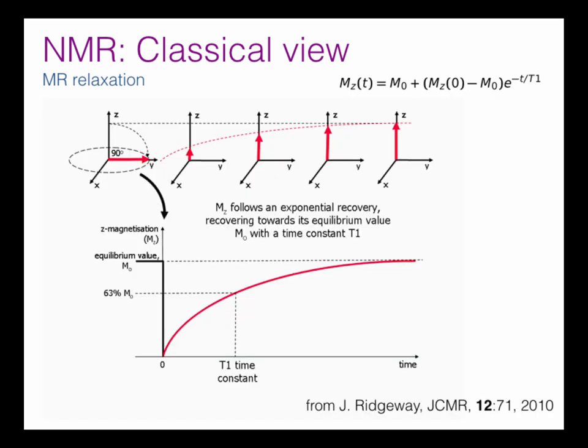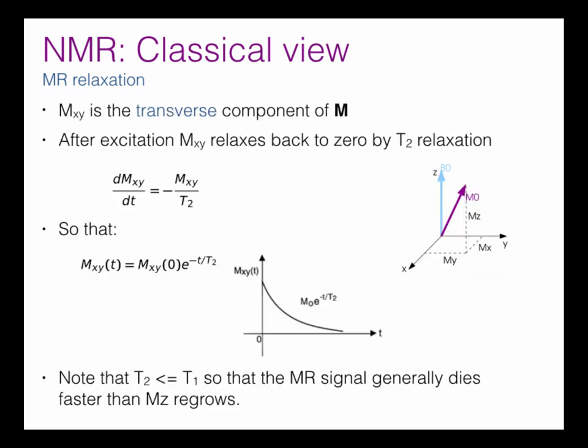Okay, here it is looking at it again. You can see that the T1 time constant is the time taken to recover to 63% of M0, and it asymptotically recovers towards M0. On the other hand, Mxy, which is the part where we actually get the signal from, decays like T2. Anything that is a source of T1 relaxation is also a source of T2 relaxation, but T2 also includes other sources too. So the signal will generally die faster than Mz regrows, because T2 is pretty much always less than T1.